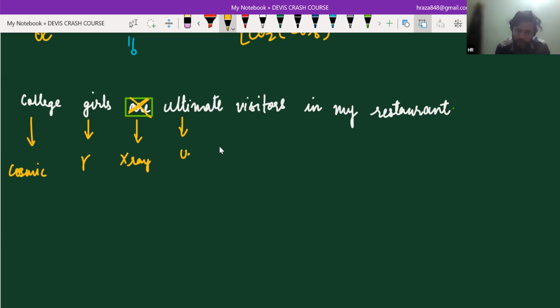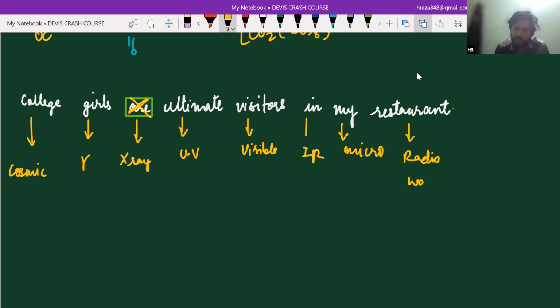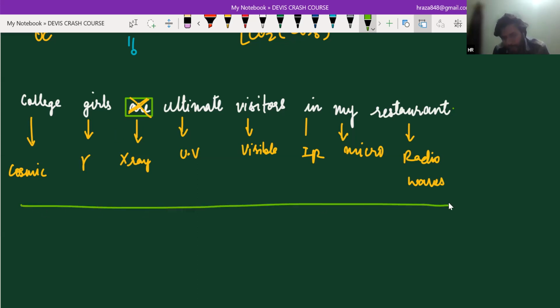U for ultraviolet, UV, V for visible, that has a range we are going to see. I for infrared, M for microwaves, and R for radio waves. Questions can be asked: arrange them, the names will be given, and it can be asked which of the following series is correct according to their increasing wavelength or frequency. Whenever you are going from left to right, the lambda will be increasing. Are you getting my point?